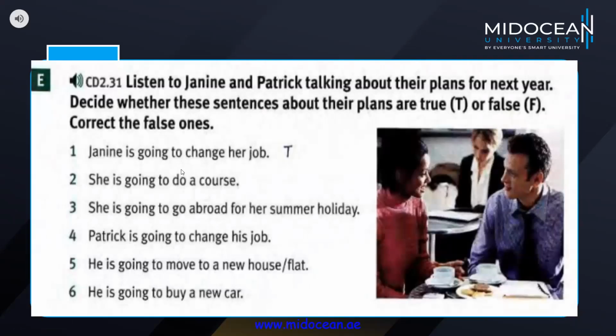In exercise E, we have a listening audio. Listen to Janine and Patrick talking about their plans for next year. We'll listen and see their plans for next year. Decide whether these sentences about their plans, numbers 1 to 6, are true or false according to what you hear in the audio. Correct the false ones. Listen and do this exercise, please.